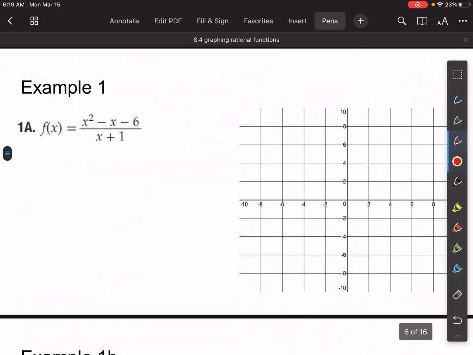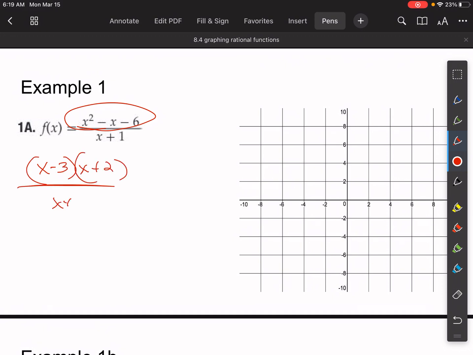So here's example 1. First of all, I want to factor this completely. The denominator is already factored, but if I factor the numerator, we'd have 2 things to multiply to give me -6 and add to give me -1: -3 and 2, I believe. So x minus 3, x plus 2 over x plus 1. What that allows me to do is identify where my zeros are. First of all, whatever makes the denominator go to 0 is going to be a vertical asymptote, because you cannot divide by 0. So in this case, it's going to be at -1. So I have this vertical asymptote at -1.